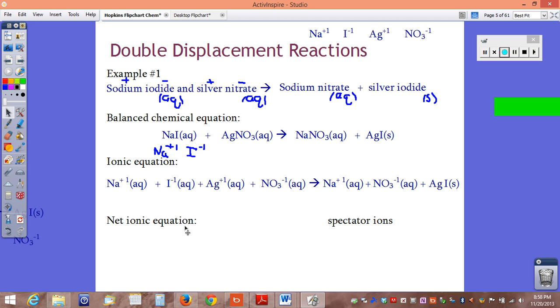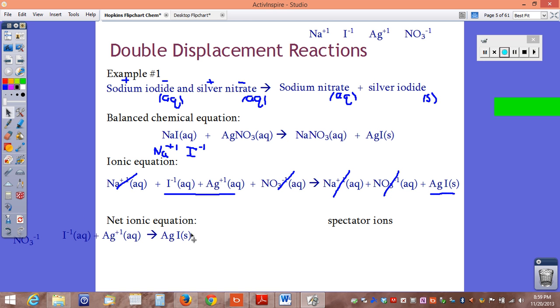The net ionic equation is going to be all those ions that have changed their form, with the spectator ions removed. Since sodium was an ion here and here, it is going to get removed. It is a spectator ion. Since nitrate is the same here and here, it is going to be removed. It is a spectator ion. What you have left is the iodide and the silver ions forming silver iodide.